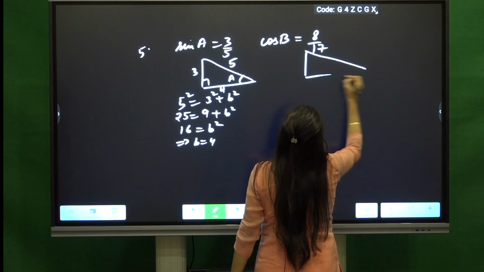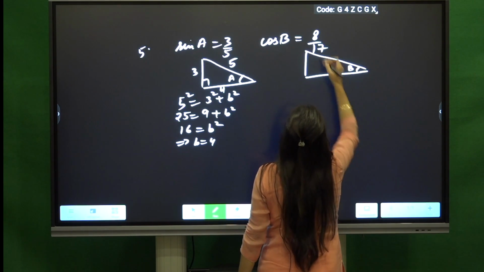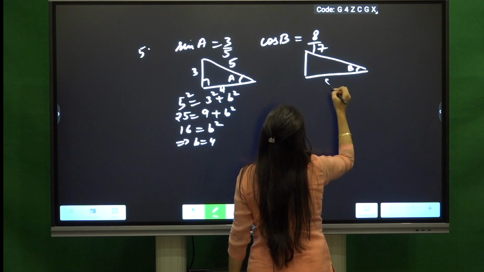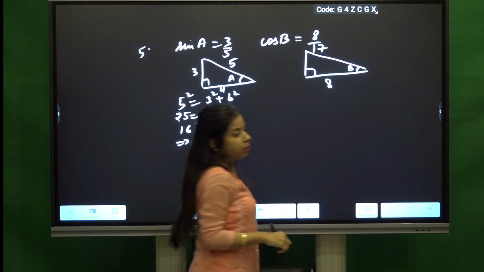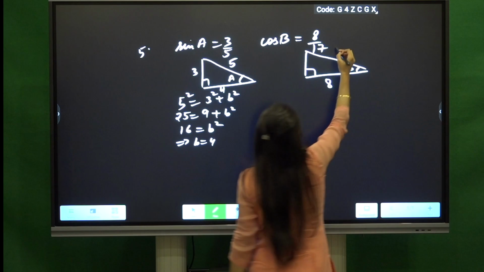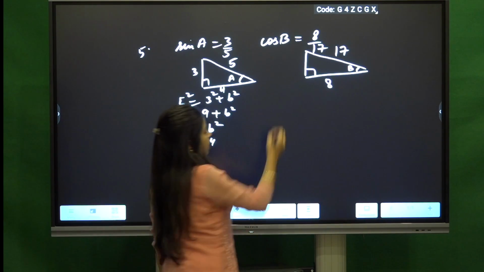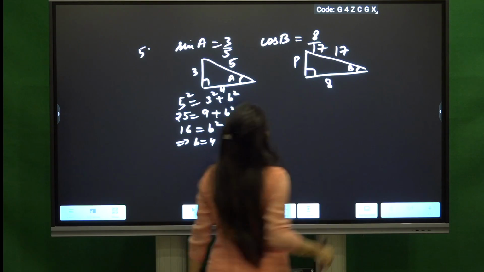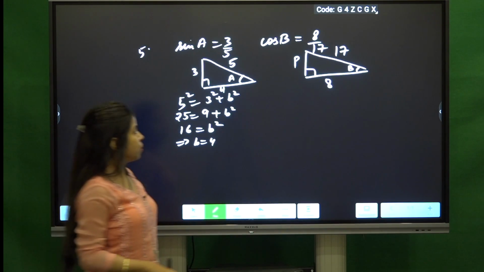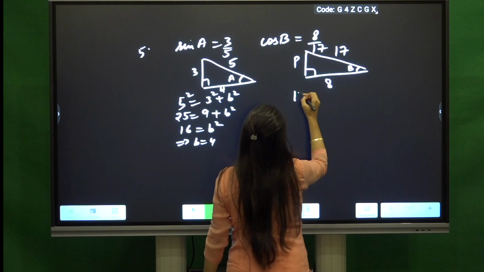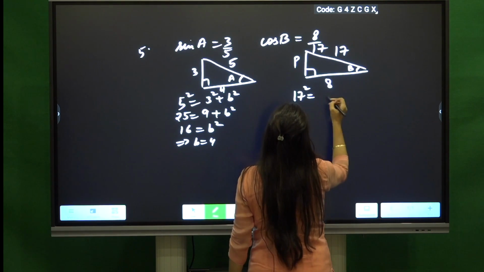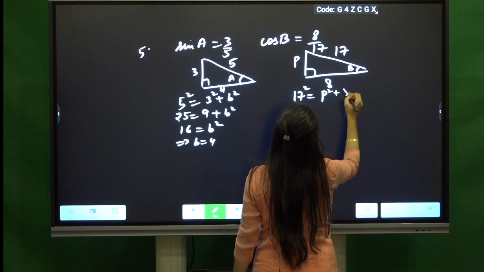In this case, angle is B, base is 8 and hypotenuse is 17. Okay. So, we have to find the perpendicular. So, using the Pythagoras theorem, we have 17 square is p square plus 8 square.